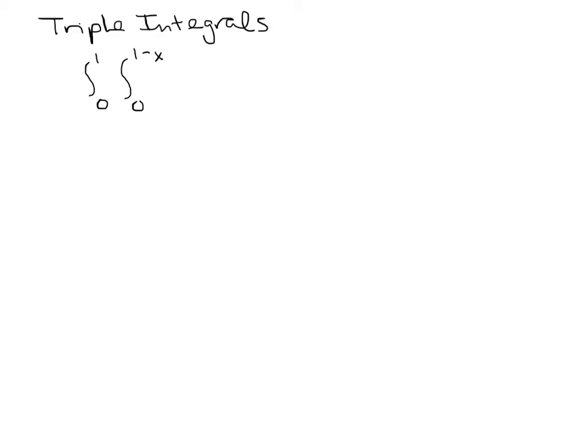I'm actually going to change some colors in here when I do this. Let's make this one blue, from 0 to 1 minus x. Let's do this guy in green, from 0 to 1 minus x minus y. And we'll make the inside orange.